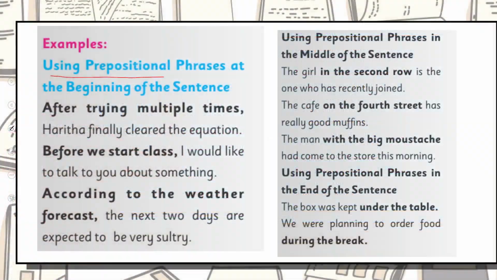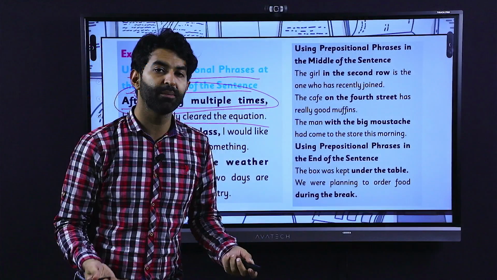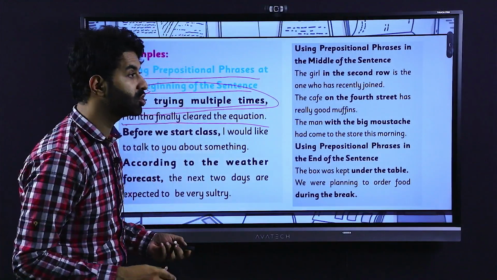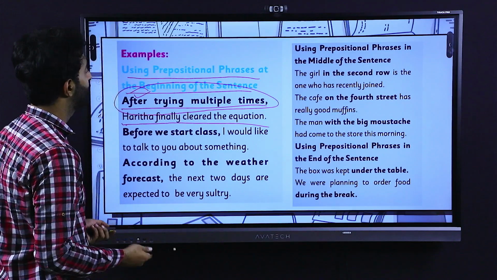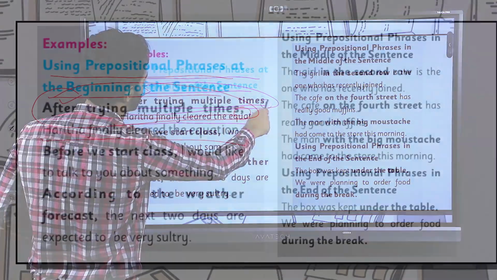Now, let's see. This is when we are using a prepositional phrase at the beginning, at the start of the sentence. After trying multiple times, Haritha finally cleared the equation. Now this part, students, is our prepositional phrase. After is a preposition. Trying multiple times, these are just another group of words. They're coming together, serving with the preposition, and they are becoming a prepositional phrase. And when you are using it at the beginning, you will end it with a comma.